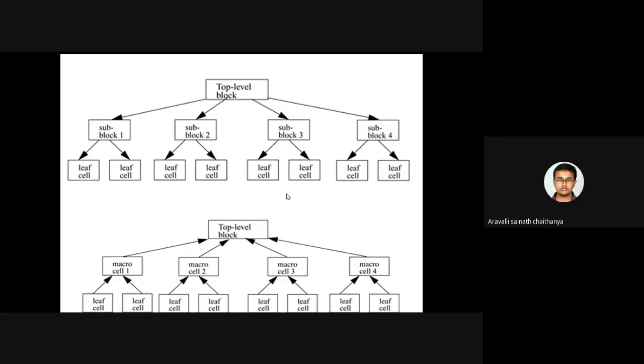But coming to the bottom-up approach, we first define a building block. What is the basic building block here? Leaf cell. So we build bigger cells by using the leaf cell, and by using the bigger cells, we achieve the higher-level blocks until we realize our required block or required module. Understood?